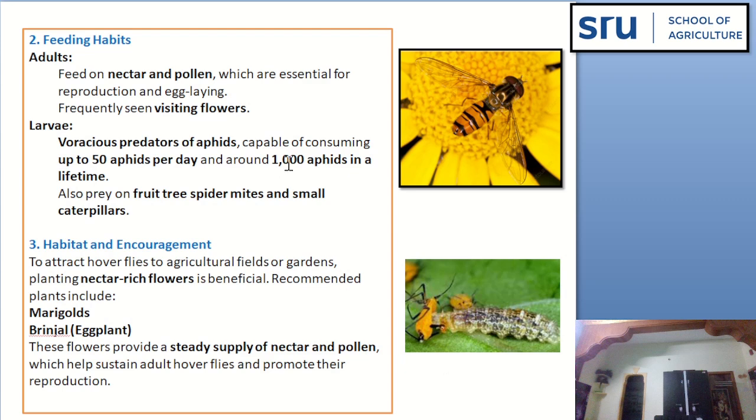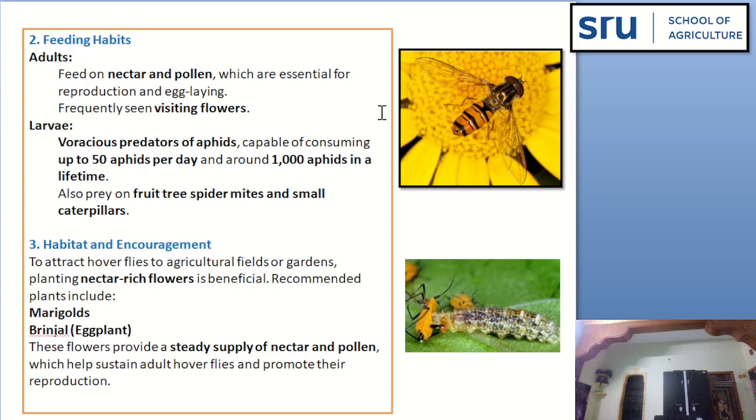Feeding habits. The adults feed on nectar and pollen, which are essential for reproduction and egg laying. They are frequently seen visiting flowers. Flowers are visited by the adults again and again. Larvae are voracious predators of aphids, capable of consuming up to 50 aphids per day and around 1000 aphids in a lifetime. They prey on fruit tree spider mites and small caterpillars also.